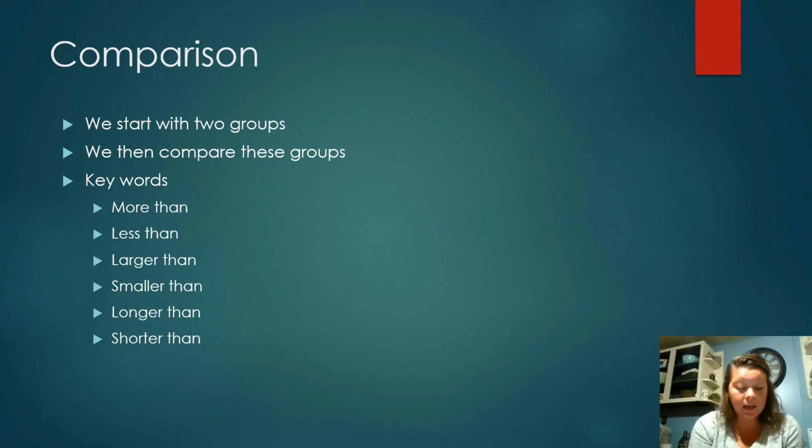Our last type of problem is comparison. In these problems, we start with two groups. We then compare the groups. Some key words we could see in these types of problems would be more than, less than, larger than, smaller than, longer than, or shorter than.